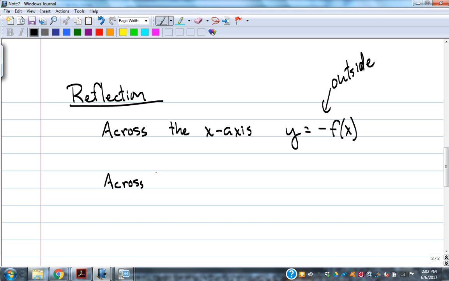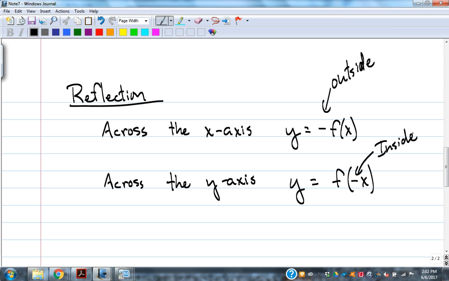Across the y-axis is on the inside, because it's going to flip this way. So it'd be pointing that way, and then it points the other direction. Okay? So that moves it the opposite direction from how you think it would.